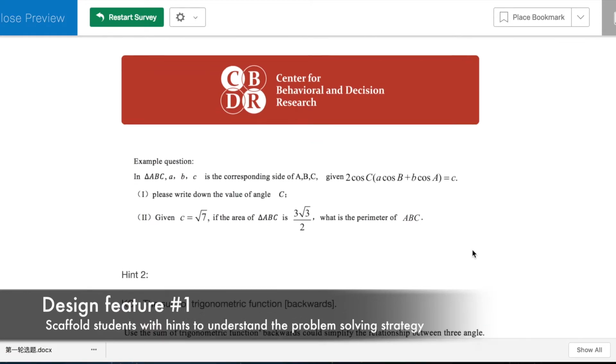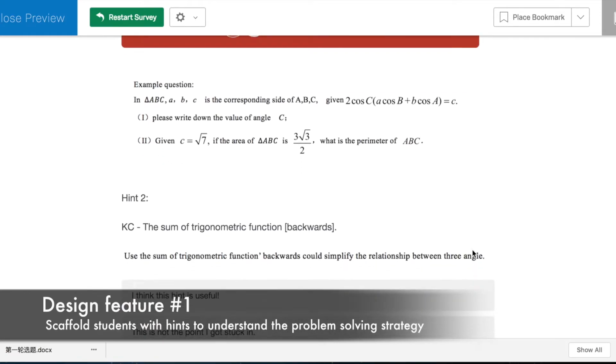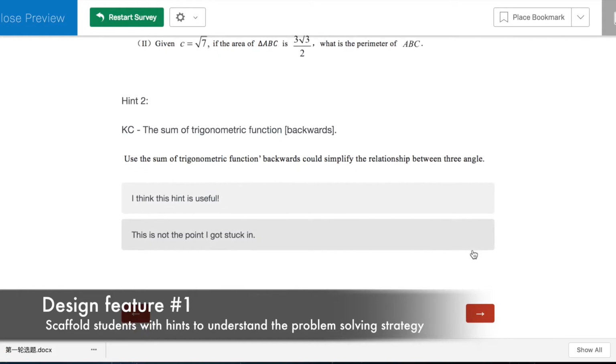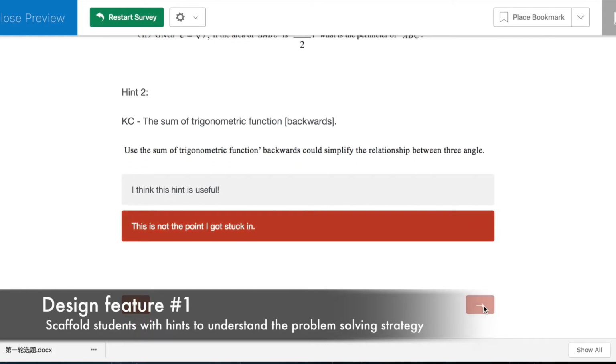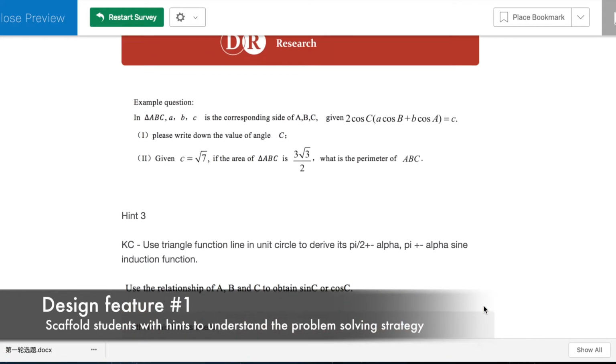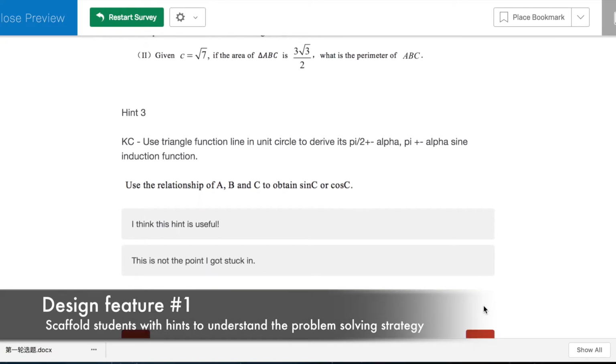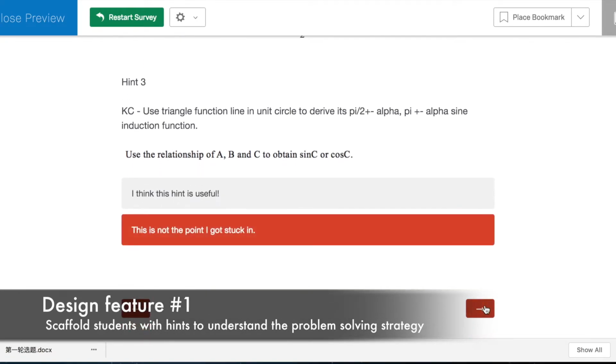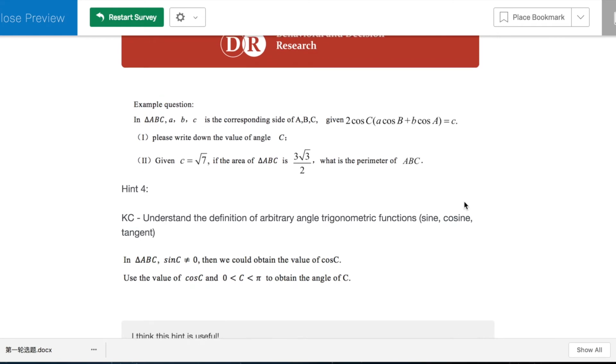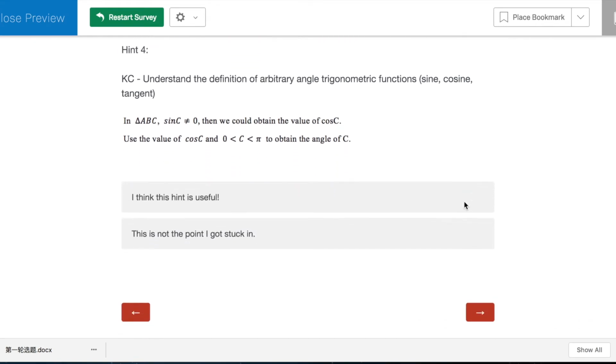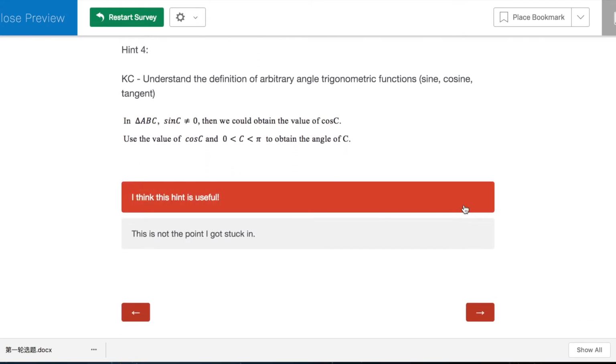The hint design demonstrates our first design feature: scaffold students with hints to understand the problem-solving strategy. The hints are very detailed about the cases and formulas, targeted for this specific step, and the students can evaluate whether the hints are useful as well.